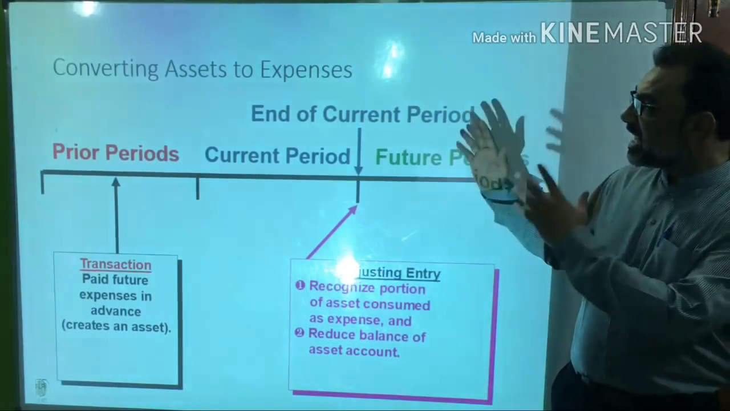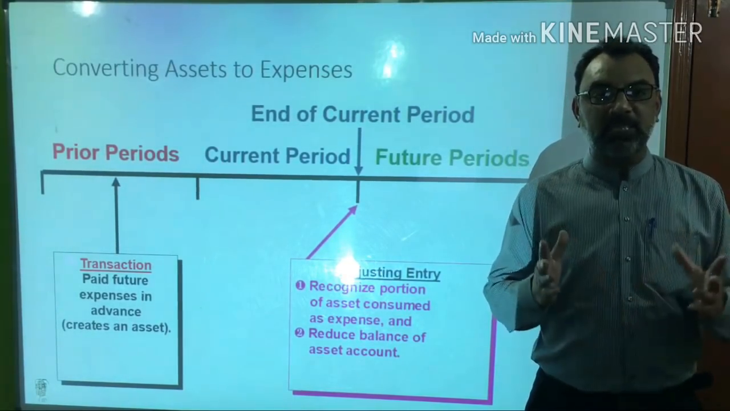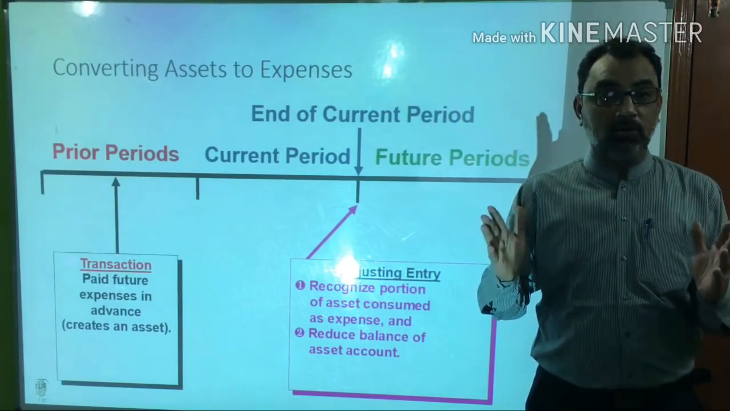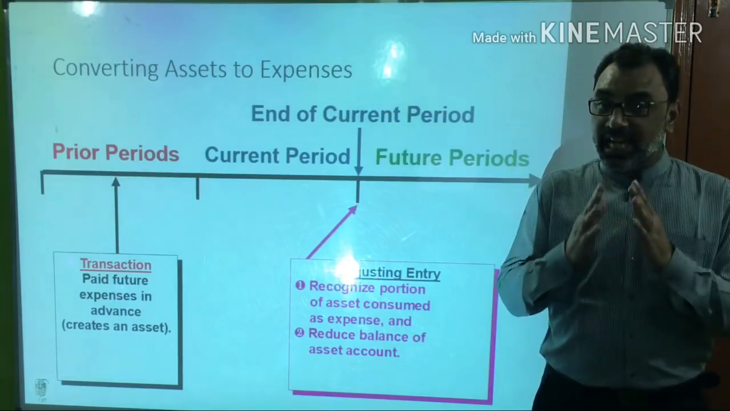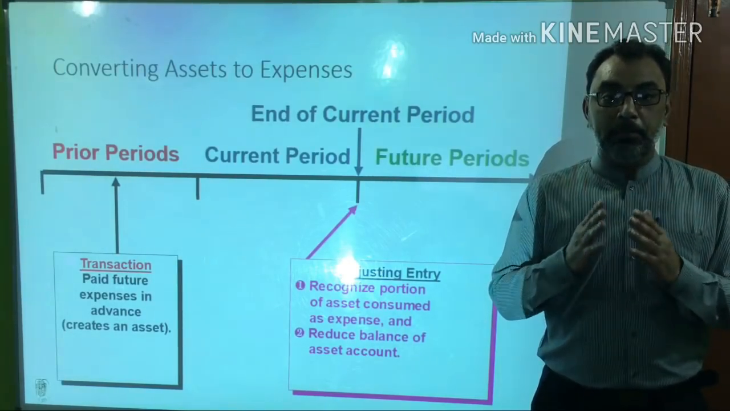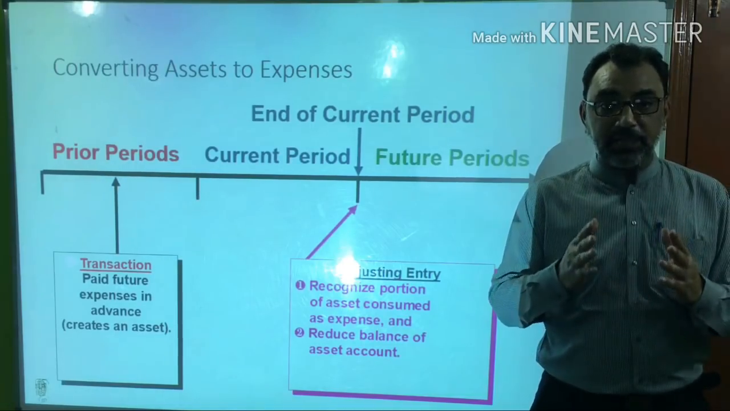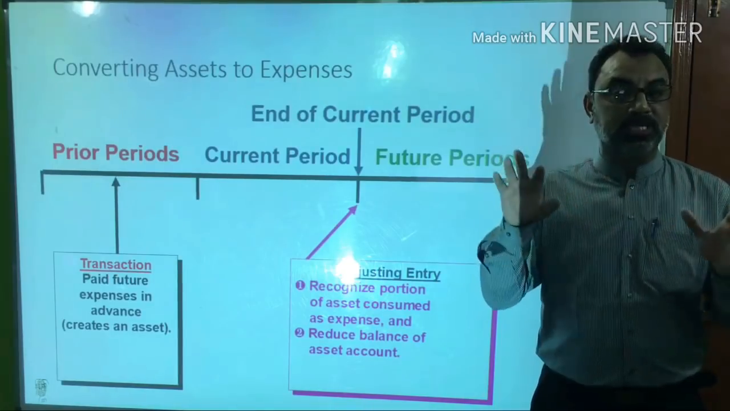So now, converting assets to expense. When a business makes an expenditure that will benefit more than one accounting period, the amount is usually debited to an asset account. At the end of each period benefiting from this expenditure, an adjusting entry is made to transfer an appropriate portion of the cost from the asset account to an expense account.